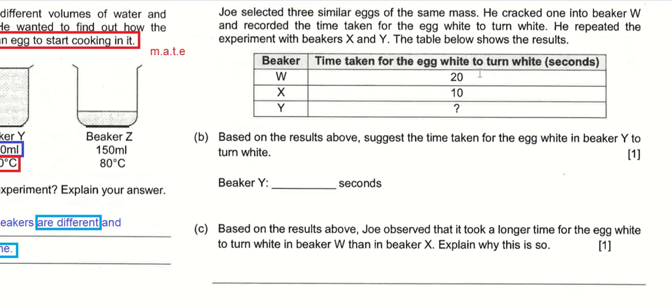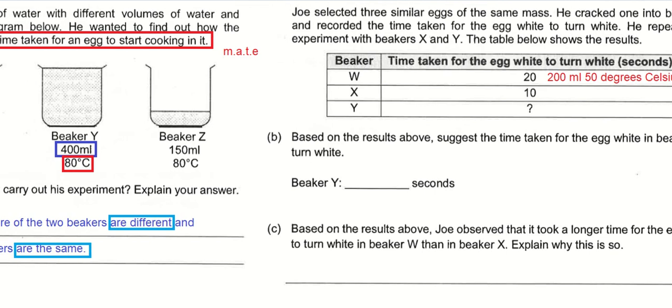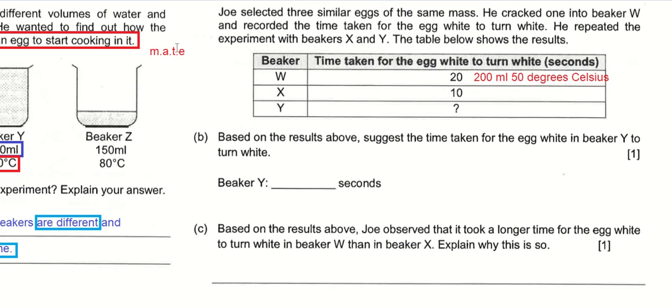W has 200 ml and 50 degrees Celsius. Okay, that's W. Celsius should be big, yeah? Okay, so W has 200 ml and 50 degrees Celsius, whereas beaker X is 400 ml and 50 degrees Celsius. So you might want to write that down also so that you don't have to. So it's 400 ml but 50 degrees Celsius.